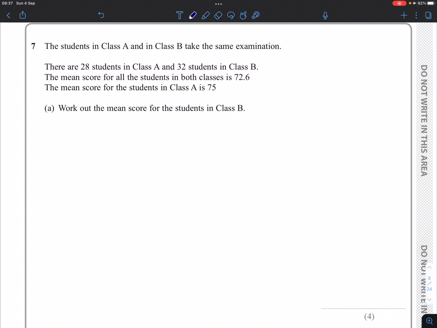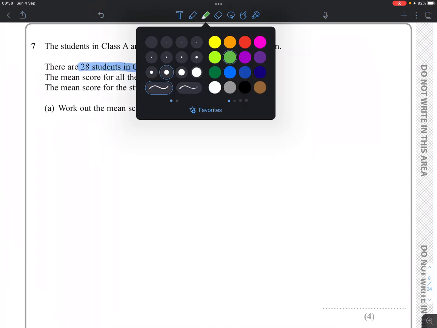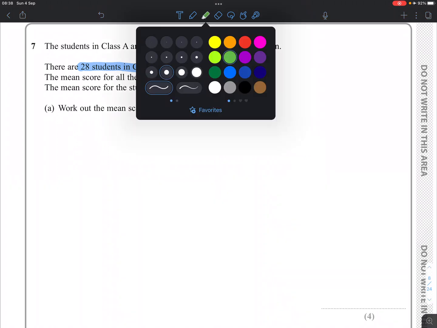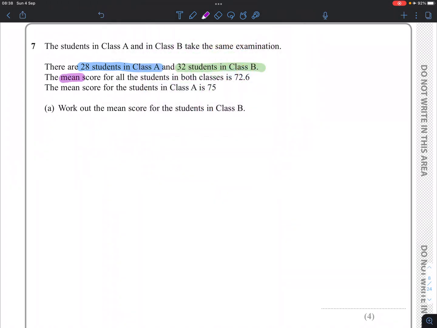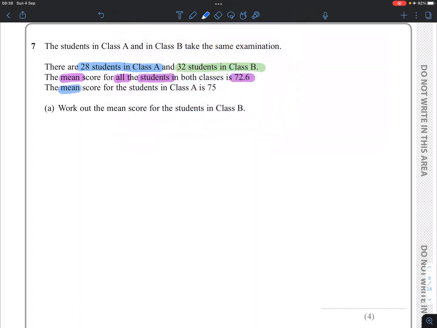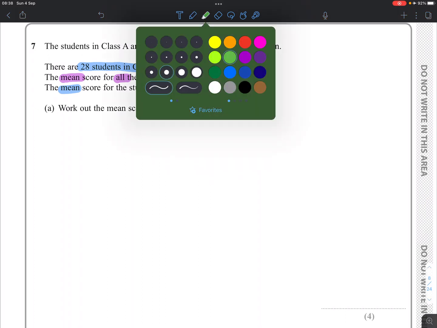Question 7. The students in Class A and Class B take the same exam. There are 28 students in Class A and there are 32 students in Class B. We're told that the mean for all students is 72.6, and we are given the mean for just Class A as being 75. Work out the mean score of Class B.